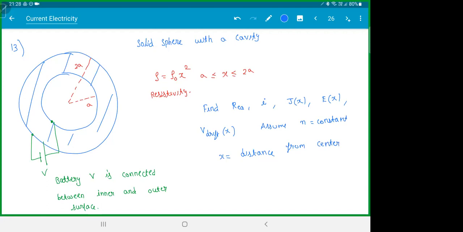Let's get this. This is a solid sphere with a cavity. Inner radius is A and outer radius is 2A. Ideally speaking, you can't see this cavity. So you have connected the battery between the inner surface and the outer surface. So current is going from inside to outside. Radially, it is flowing out. Find the resistance, current, the current density, J is current density, current per unit area, electric field, and V drift velocity as function of X. Get them out.